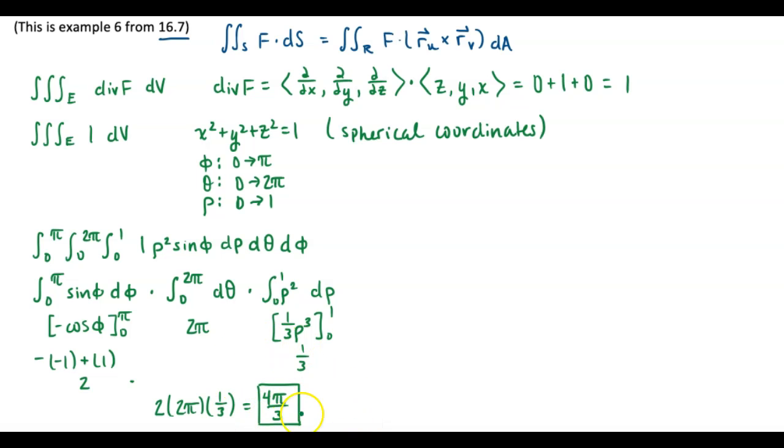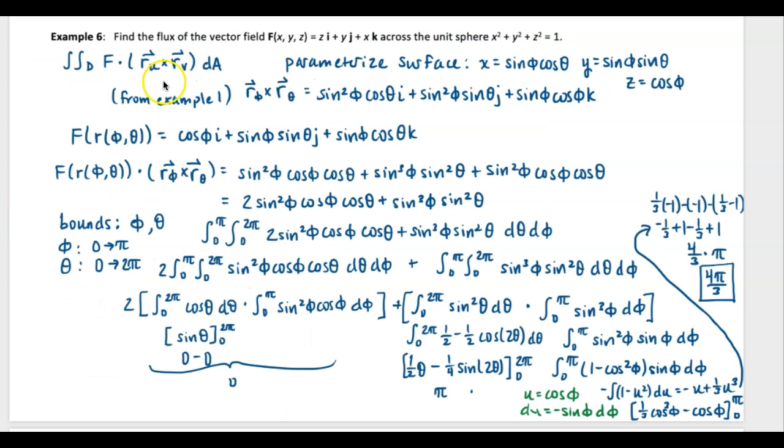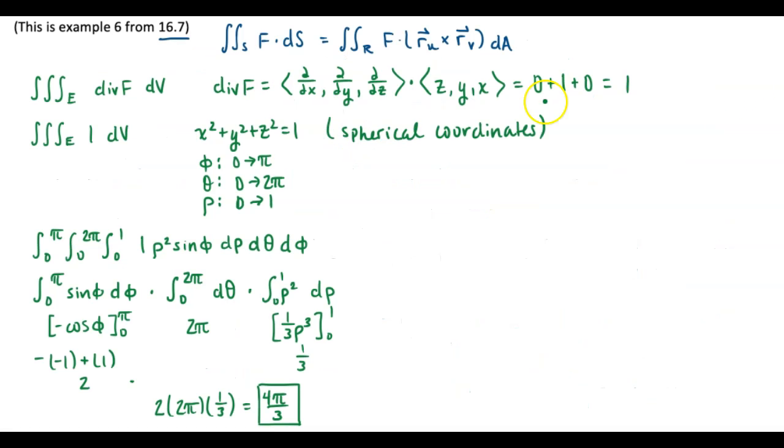And this is exactly what we got from section 16.7. Let's pull this up really quickly. And this is how we did that same exact problem in section 16.7. We took that cross product, then we took that dot product, and then we had kind of some messy integrals to evaluate. So we can see that this method is much, much easier if we can use it, at least in this situation.